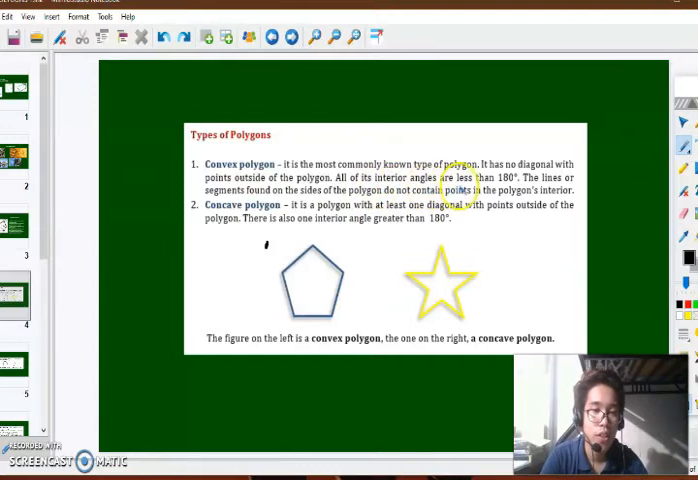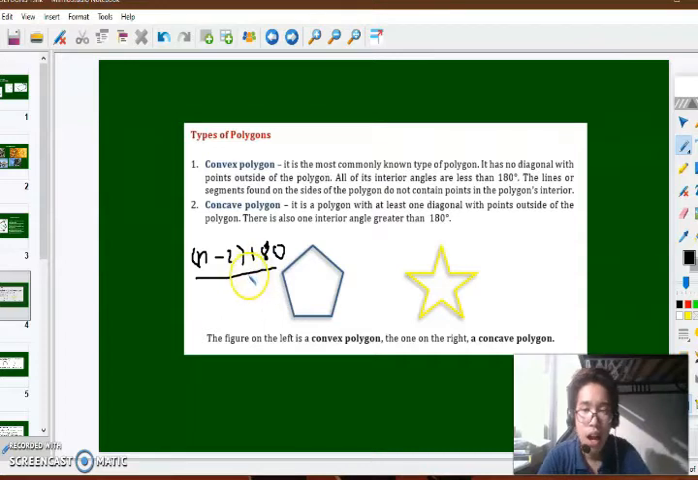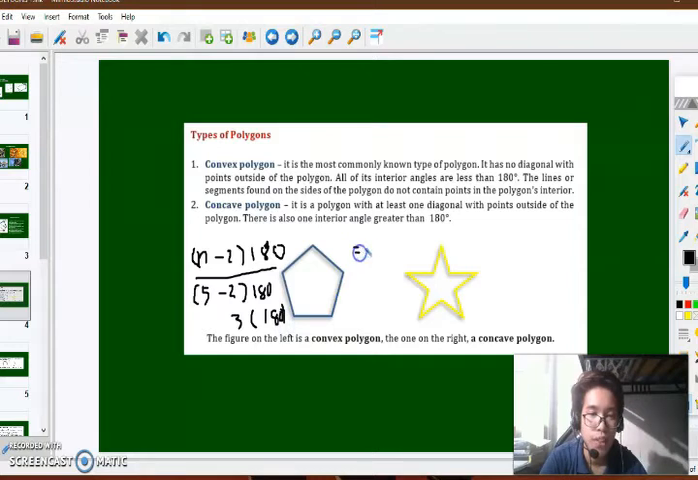Then all of its interior angles are less than 180 degrees. To compute the sum of the angles of a given polygon, you use the formula (n minus 2) times 180 degrees. What we have here is a pentagon, so we can use this formula to find the total angle measurement of the polygon. We substitute n, which is 5. 5 minus 2 times 180. What's 5 minus 2? That's simply 3. So 3 times 180. What's 3 times 180? That's simply 540 degrees.